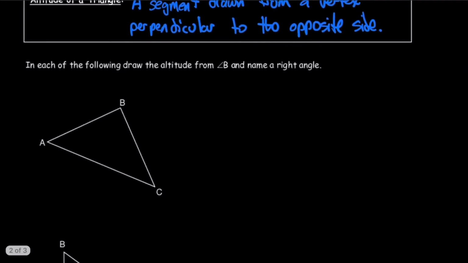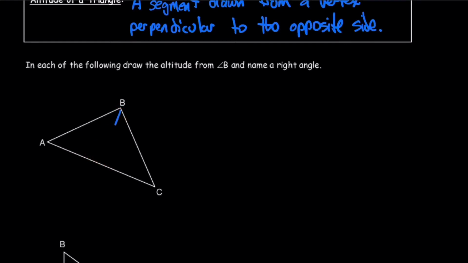All right, in this diagram, I want to draw an altitude from angle B and then name a right angle. So from angle B, I have to draw a segment so that it's perpendicular. Well, that's not going to be perpendicular. That's not going to be perpendicular. Remember, perpendicular forms right angles. So I'm looking for this shape. There it is, slightly rotated. So I want to draw this towards the opposite side so that it makes right angles here and here.